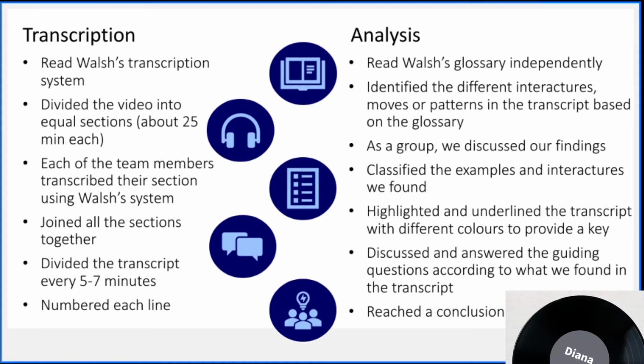For the analysis, we read the Walsh glossary to identify the different interactors, moves, or patterns in the transcript. Then, as a group, we discussed our findings to classify the examples and the interactors we found. Also, we highlighted and underlined the transcript with different colors to provide a key. Finally, we discussed and answered these guiding questions according to what we found in the transcript, and we reached a conclusion.